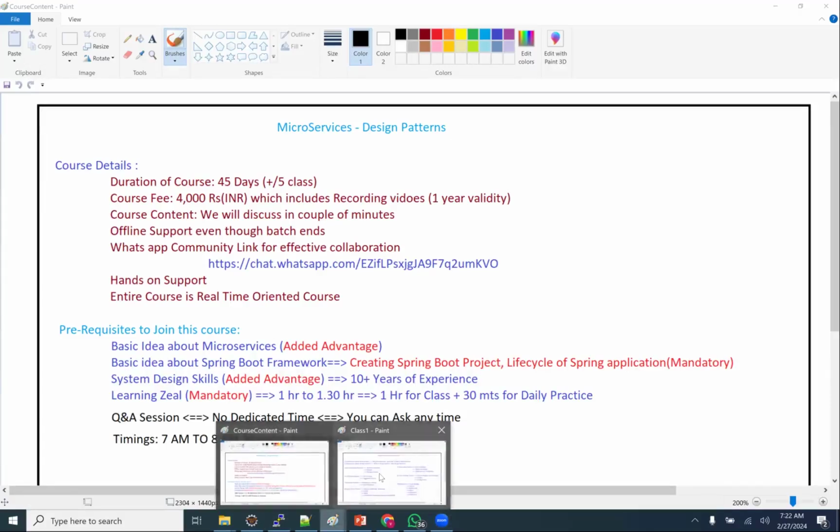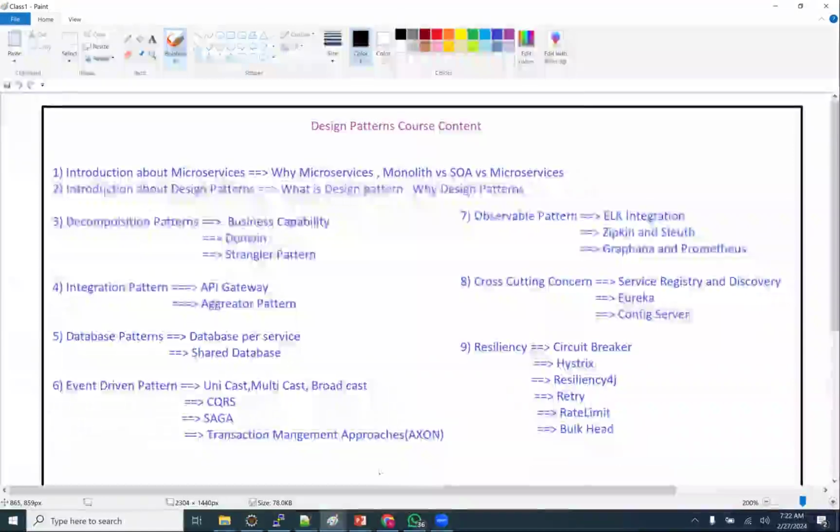Coming back to course content. We are going to give you, on the WhatsApp group, the introduction about microservices, the introduction about design patterns, and the different design patterns you are able to see there. This is what exactly I discussed yesterday. The WhatsApp chat group, let me share it again.